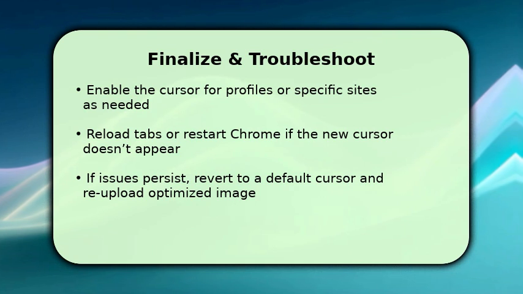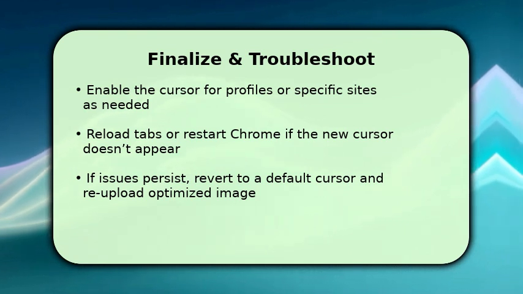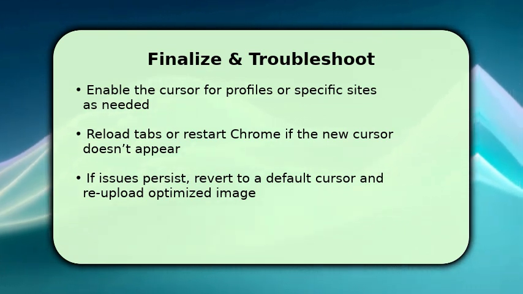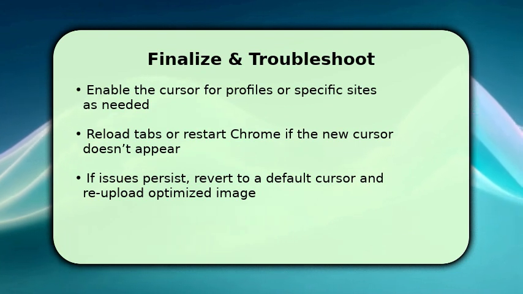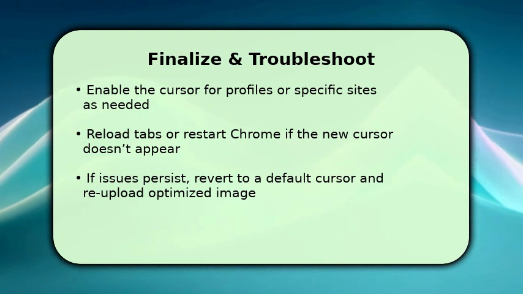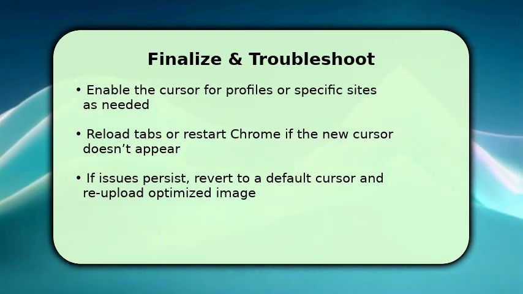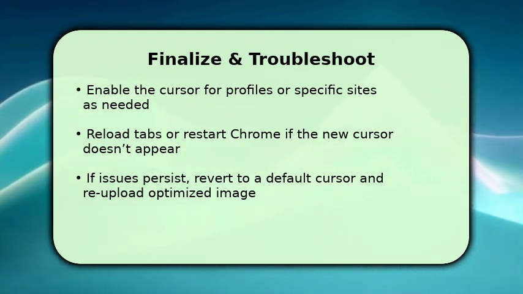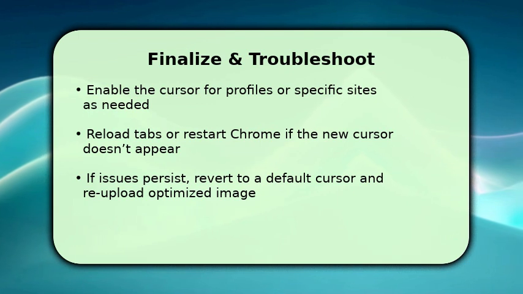After you apply changes, reload open tabs or restart Chrome to force the browser to adopt the new pointer. If the cursor fails to appear or looks pixelated, revert to a default pointer, then re-upload an optimized image at 32/128px and correct the hotspot coordinates.